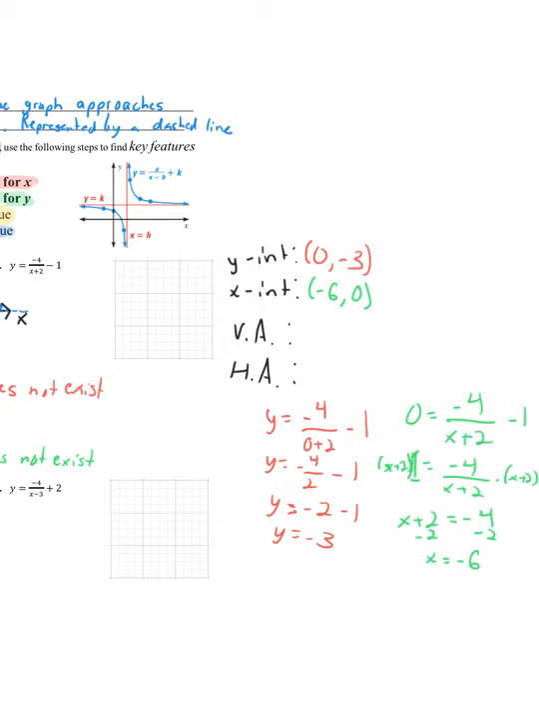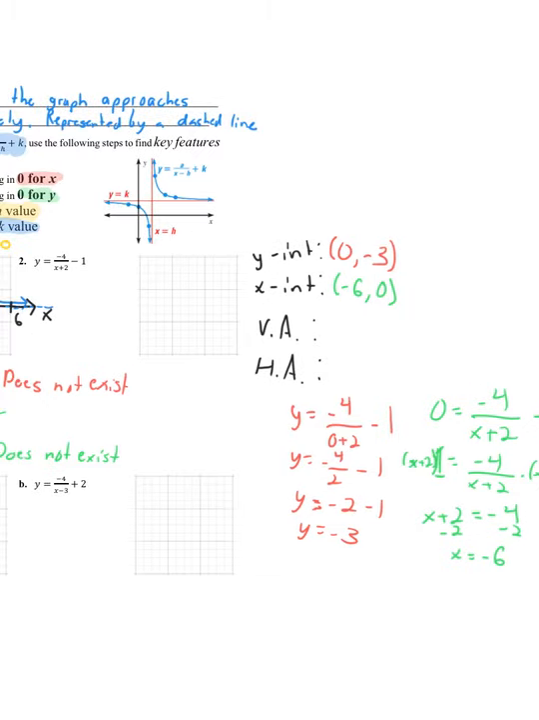Vertical asymptote. Basically, I want to think about whatever value makes the denominator of the fraction equal to 0. In this case, I subtract 2 from both sides. I get x equals negative 2. That's how I find my vertical asymptote: whatever value makes the denominator equal to 0.